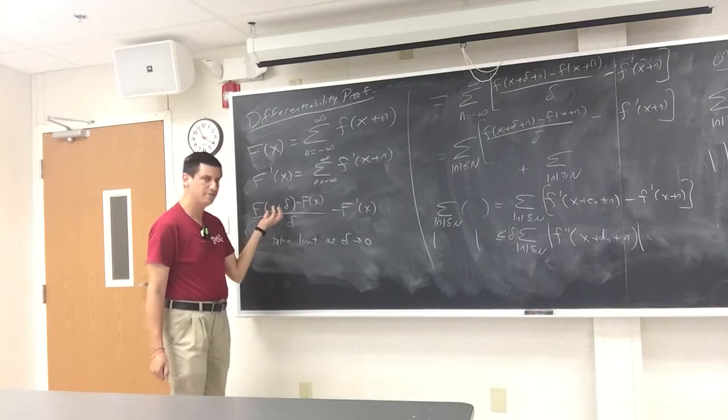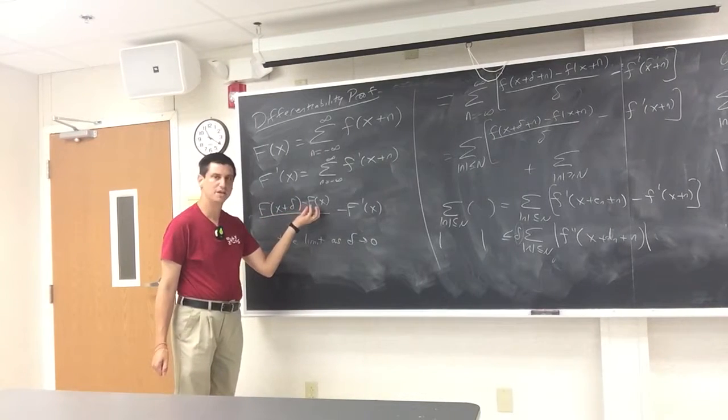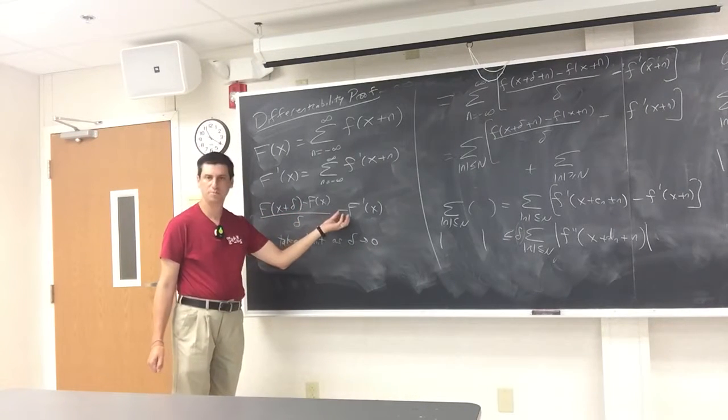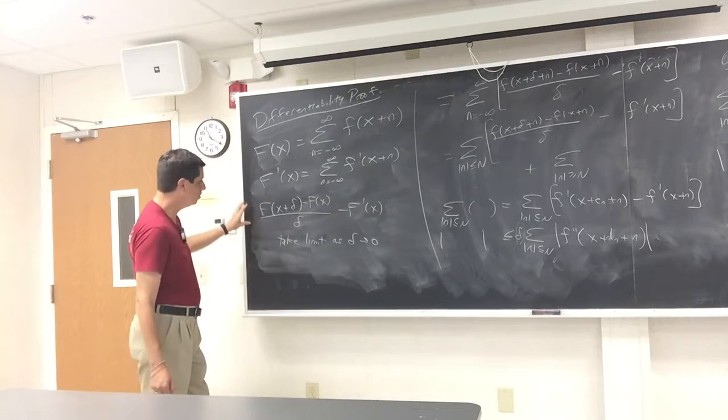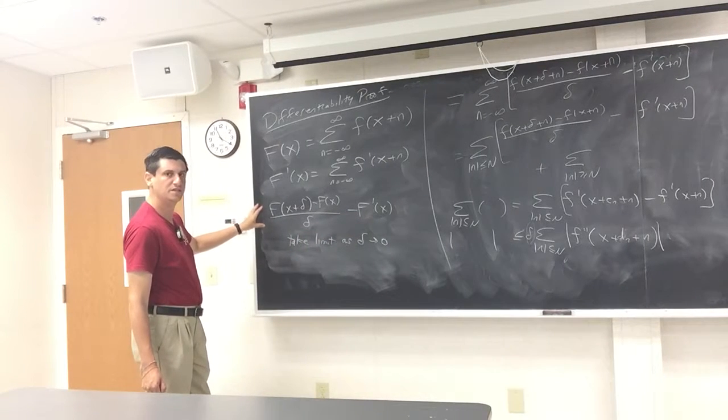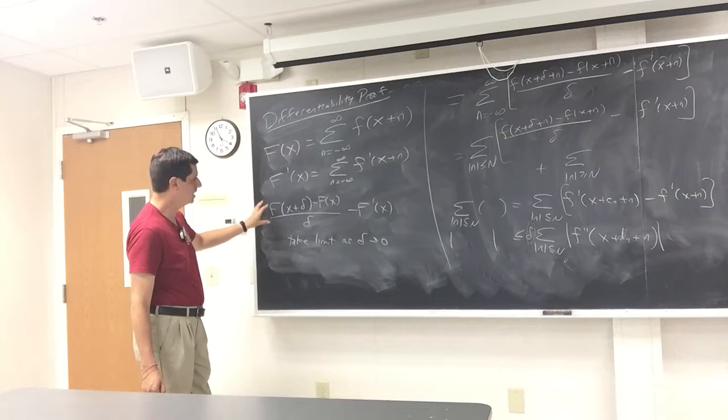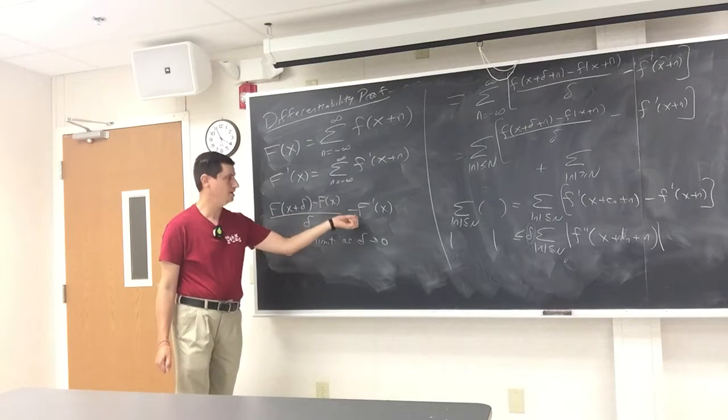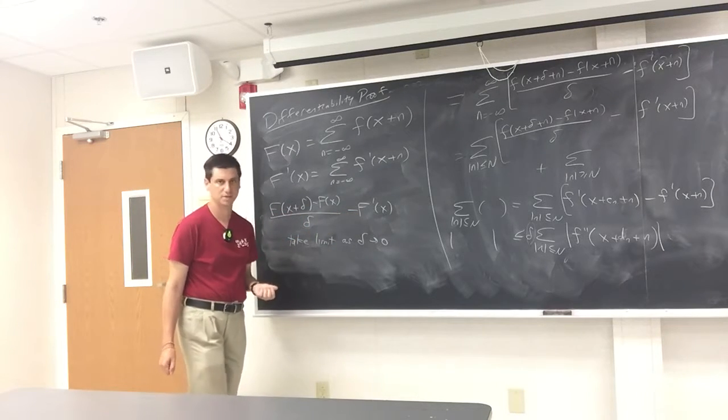So let's look at big F of x plus delta minus big F of x, over delta, subtract big F prime at x. We want to show that the limit as delta goes to 0 of this equals 0. That will then prove big F is differentiable and big F prime, as expected, is the derivative.